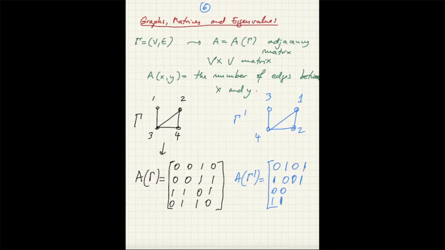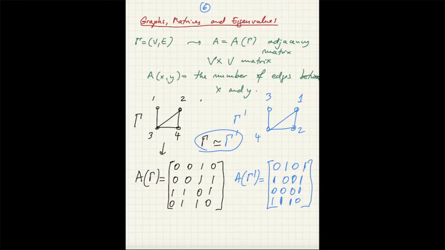3 is adjacent just to 4, and 4 is adjacent to everybody. Now, what you notice is that the two graphs, gamma and gamma prime, are clearly isomorphic. I don't think we use this notion, but there is this symbol. You can see the mapping.